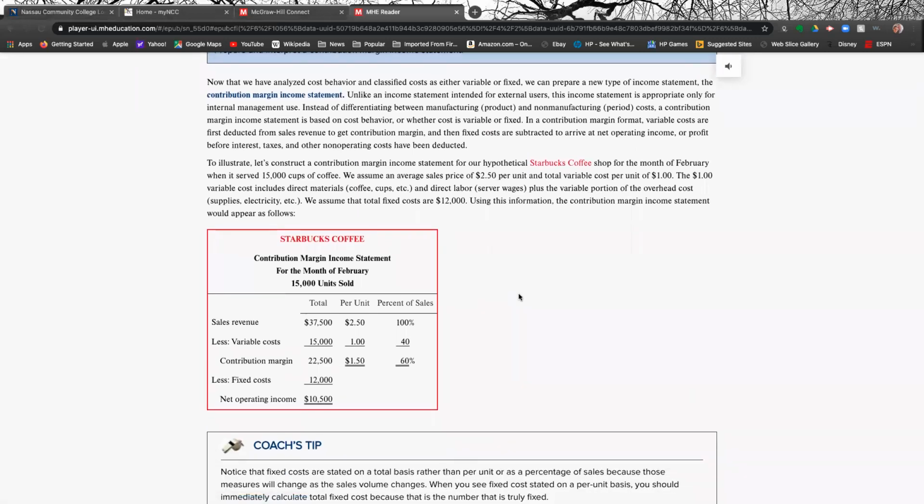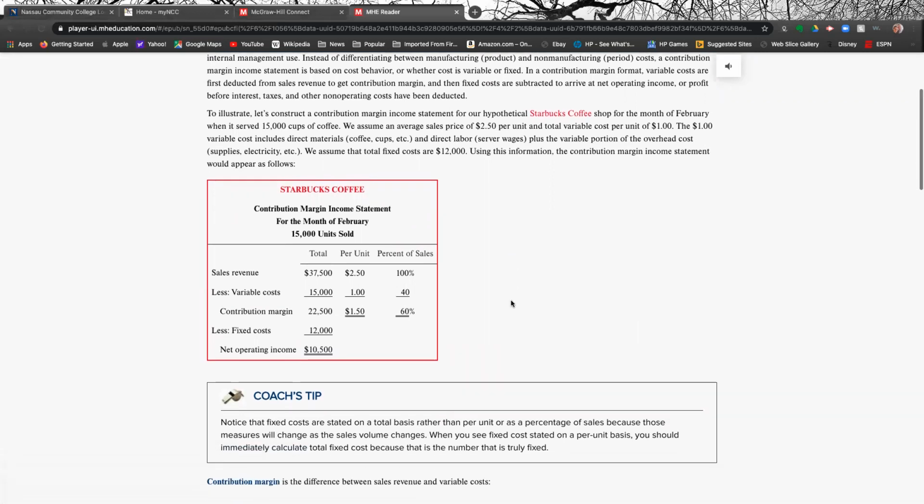So what is contribution margin again? It's selling price minus variable cost. So if you look at the example here from Starbucks, total sales, this is in the month of February, and they served 15,000 cups of coffee, right? 37,500 minus variable costs of 15,000, the contribution margin is $22,500. If I subtract the fixed cost of 12,000, net operating income, 10,500.